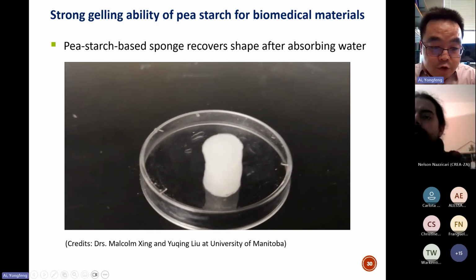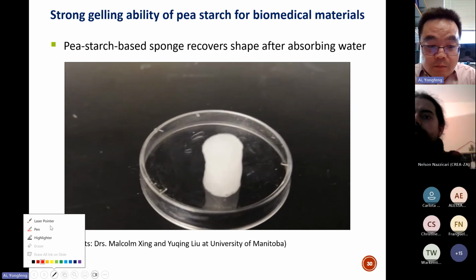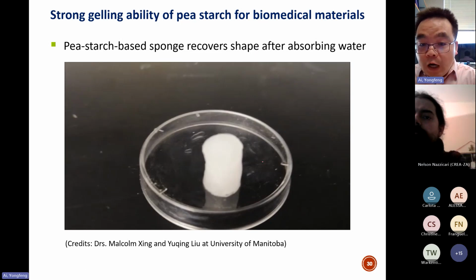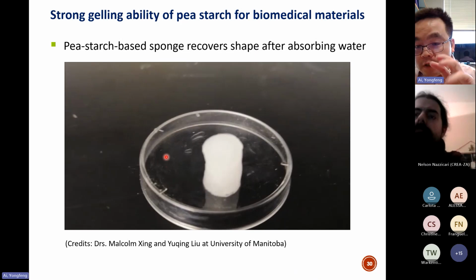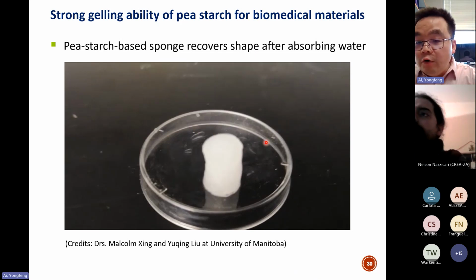So what they try to show here is that after they compress the gel, this is different. Just give me 1 minute, let me get the laser pointer. Then, they compress it, but after they put it in water, it can absorb a large volume of water. So they are thinking to use this as a hemostasis material.